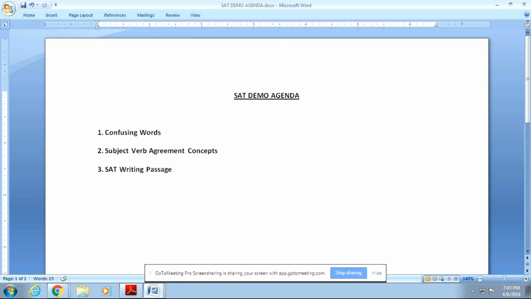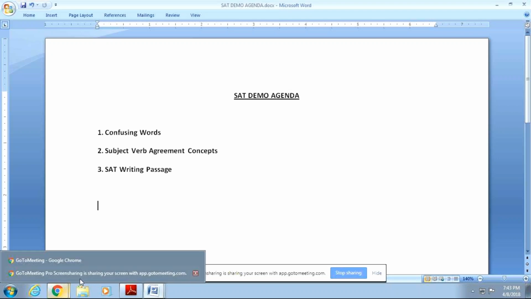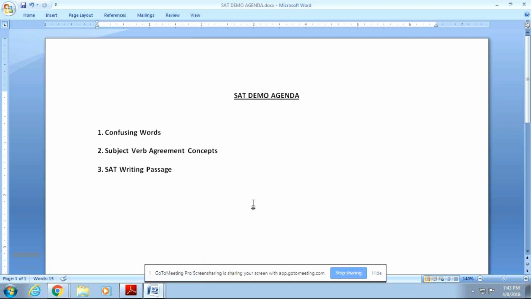Okay, sentence and paragraph order. And the next testing point is adding, deleting, and revision of information. Another most important testing point of SAT writing is understanding or interpreting graphs. And next comes comparisons.